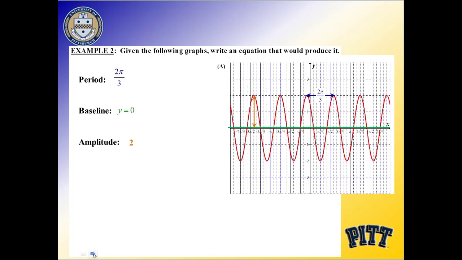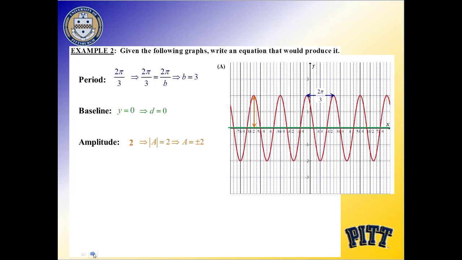This lets me calculate what my A value is going to be, and what my B and C values, or my B and D values, are going to be. So if I know the period's 2 pi over 3, and I calculate the period by doing 2 pi over B, I know that B is going to equal 3. Since y equals 0 is the baseline, it means that D is going to equal 0. And since the amplitude is 2, I know that A is either going to be plus or minus 2. Now, which one it's going to be is, again, based on decisions that I make along the way. Because the only thing I haven't figured out yet is a phase shift.